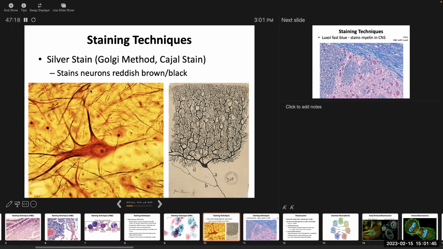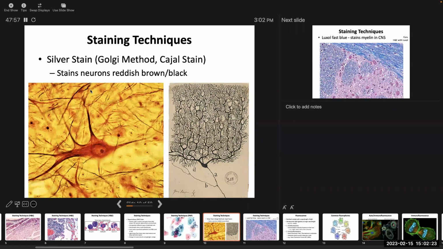There's another variation on the silver stain that's often referred to as the Cajal stain. It's named after Santiago Ramón y Cajal, a Spanish neuroscientist working in the late 1800s and early 1900s. Really a very, very famous neuroscientist. He was one of the first to really describe the structure of different kinds of nerve cells in the central nervous system, especially.